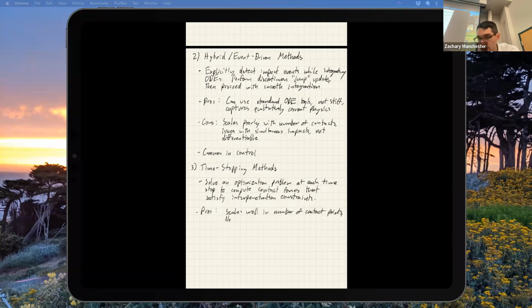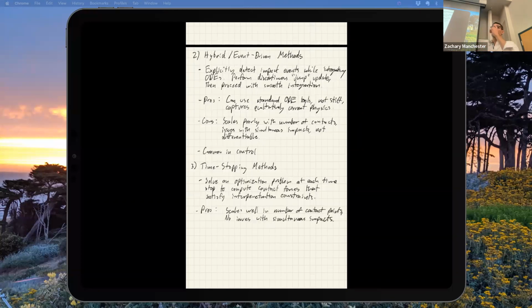No issues with simultaneous impacts or anything like that. And then lastly, this also gives qualitatively correct physics, right? I'm explicitly enforcing this constraint at the next time step in an optimization problem. So whatever it spits out, the foot's not going to go through the floor, right?